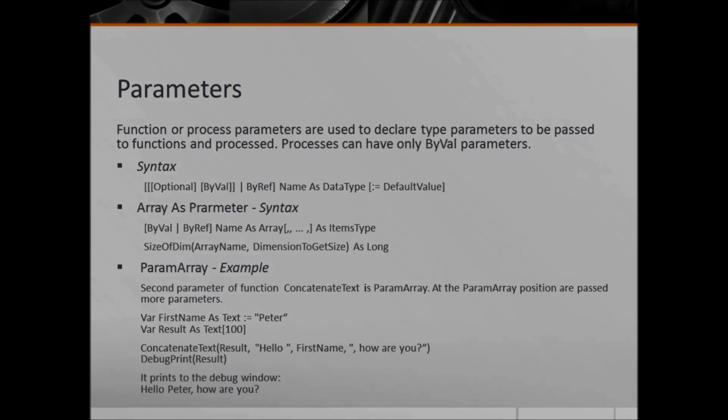Parameters. Function and process parameters can be declared using a type, and it can be of any data type as shown in the previous slides. The syntax for the parameters is optional, followed by value or by ref, followed by the name of the parameter and the type of data. If it is optional, you have to put in a default value. Optional means that the parameter may or may not be passed in. If it is not passed in, the default value will be stored as the value of the parameter. So the default value is to be used only with optional parameters.